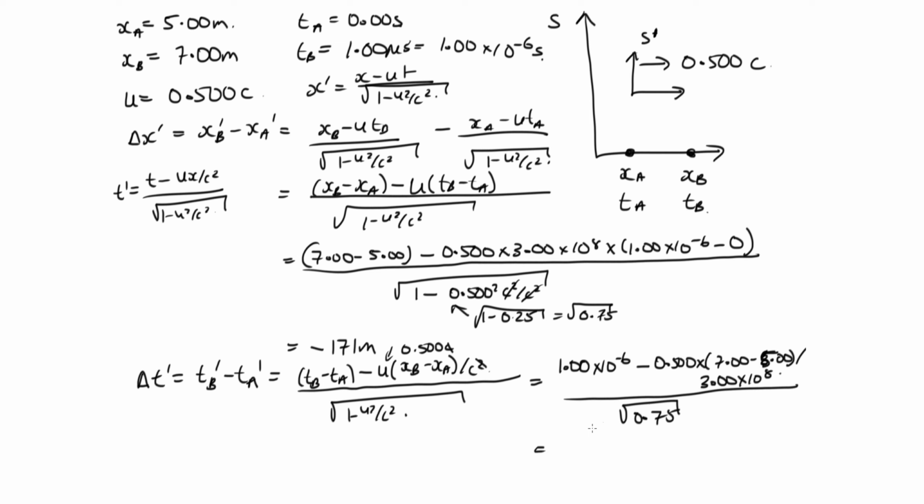So we can enter this into the calculator, and we end up with 1.15 times 10 to the minus 6 seconds, which is 1.15 microseconds. So it still appears in the primed frame like event A happens before event B, but in space they've been switched around.